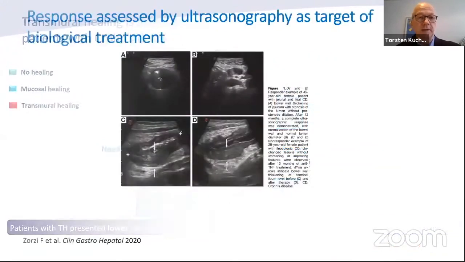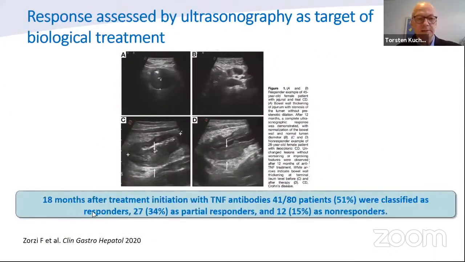This has been confirmed by another trial here from Emma Calabrese's group. She treated patients for 18 months with TNF antibodies, and those are results here. You see a complete response here, complete transmural healing in this patient, and no healing in this patient. So after 18 months, it looks quite the same as it did before.